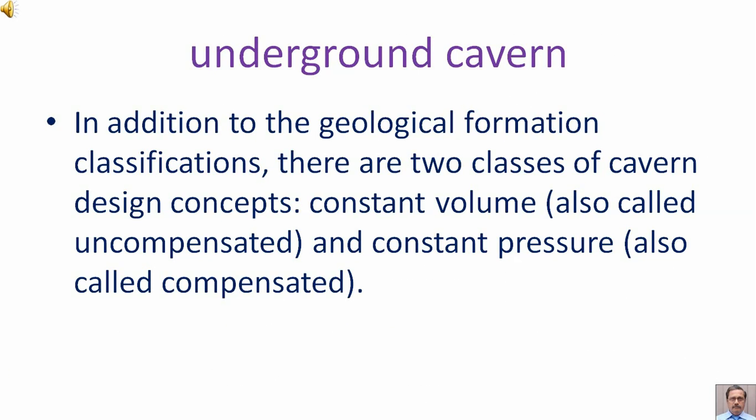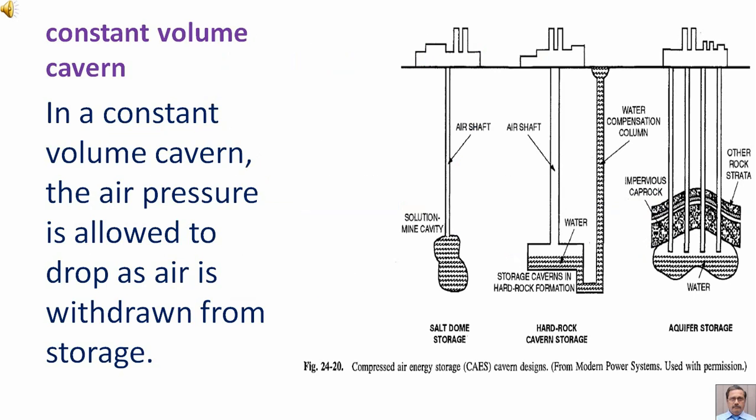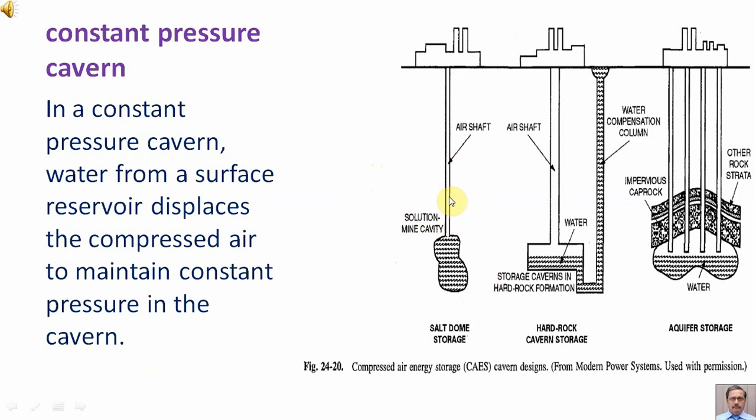Underground cavern. In addition to the geological formation classifications, there are two classes of cavern design concepts: constant volume, also called uncompensated, and constant pressure, also called compensated. Constant volume cavern. In a constant volume cavern, the air pressure is allowed to drop as air is withdrawn from the storage. Constant pressure cavern. In a constant pressure cavern, water from a surface reservoir displaces the compressed air to maintain constant pressure in the cavern.